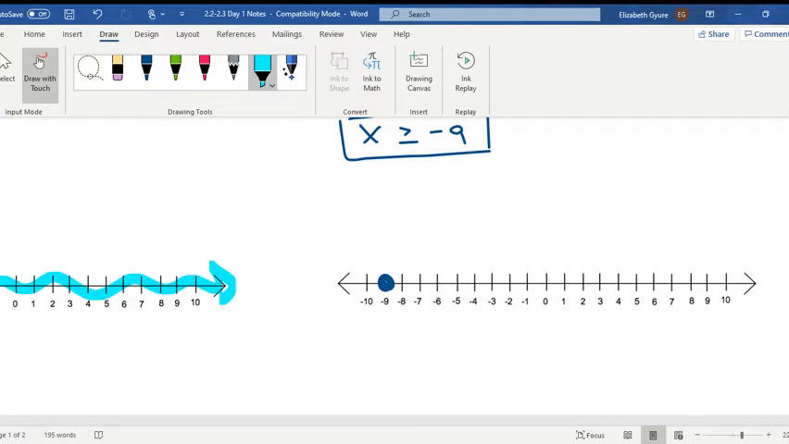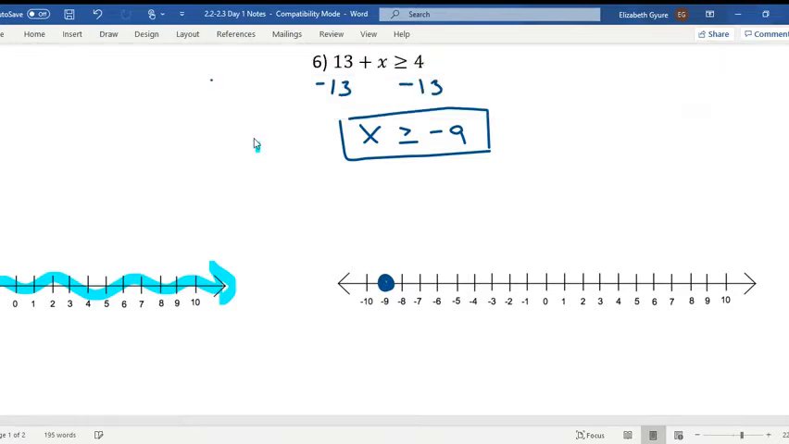Any idea, Kaysen? Not sure. Okay, what about Jesse? What do you think? Where should I shade, Jesse? To the right. Good. Because we're looking for numbers that are greater than -9. So we want to move where our numbers are getting bigger.